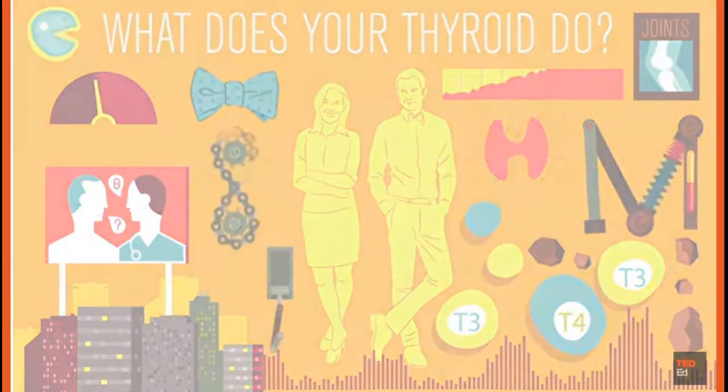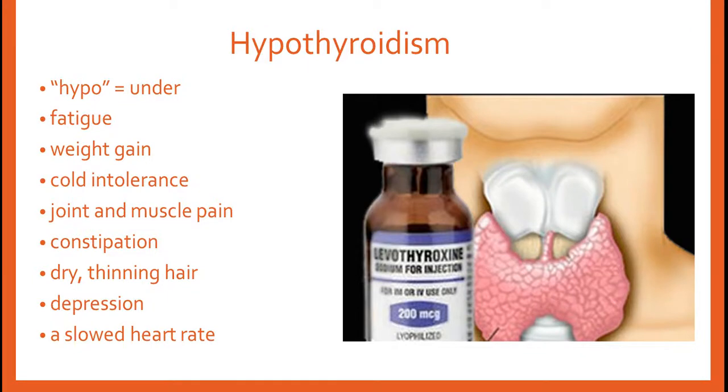Okay, so it's a little tiny thing, and it's doing so much for our body. I mentioned hypothyroidism, not making enough, so it's an underproduction of thyroid hormone. The patient will come in and feel tired all the time, maybe with some unexplained weight gain. They get cold very easily. Their joints and muscles hurt. There might be some constipation, dry thinning hair, depression, slowed heart rate. Everything sort of just slows down.